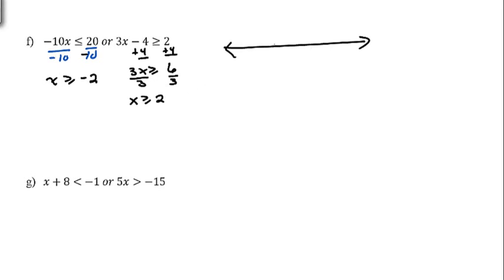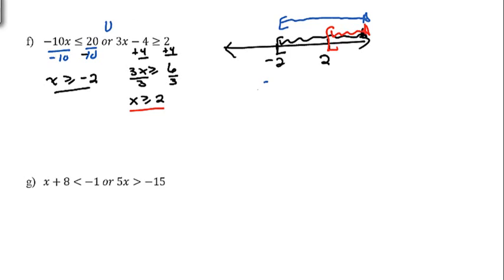Put negative 2 and 2 on your number line. This one is x is greater than or equal to negative 2, so we use a square bracket. And the next one, x is greater than or equal to positive 2, and we want the overlap. Oh, sorry, this is or, so we want the union. So anything that got shaded, so from negative 2 all the way up to positive infinity.